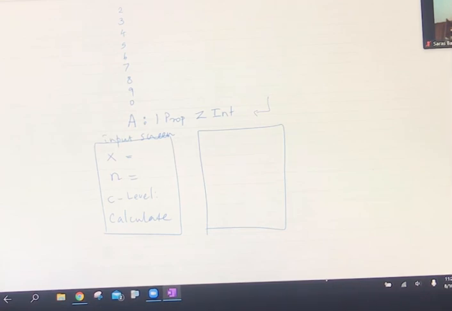So since I do not have any number, I can show you the output screen. I can show you how the output screen will show you the lower limit and then the upper limit, and then it will tell you the p hat value, which is the sample proportion, and it will also tell you how many samples you have in your data.